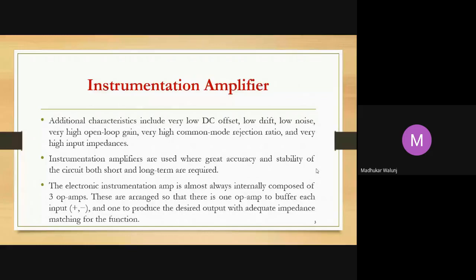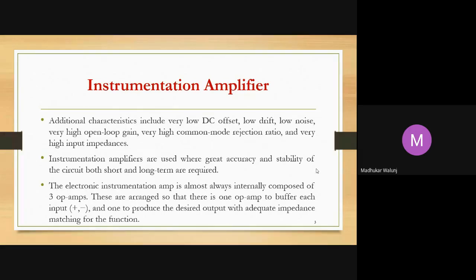So what are the characteristics of the instrumentation amplifier? It has a very low DC offset, meaning the DC change is very low. It has very low drift, very low noise, very high open loop gain, very high common mode rejection ratio, and very high input impedance, as it is similar to the operational amplifier's characteristics. This is used where great accuracy and stability of the circuit, both short and long term, are required. So instrumentation amplifiers are used wherever we need to measure over a long period.